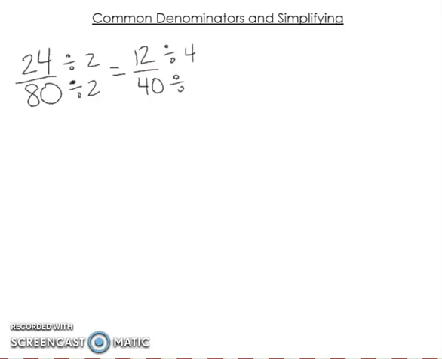Let's look at another one. So I got 24 over 80. I can just start with a common factor that I know off the top of my head. Let's say I see that they're both even, so I'm just going to start with 2. I'm going to divide both by 2, and I get 12 over 40. And then let's say, maybe I see that they both have a factor of 4. Divide by 4 and get 3 over 10. And then that can't go any further.